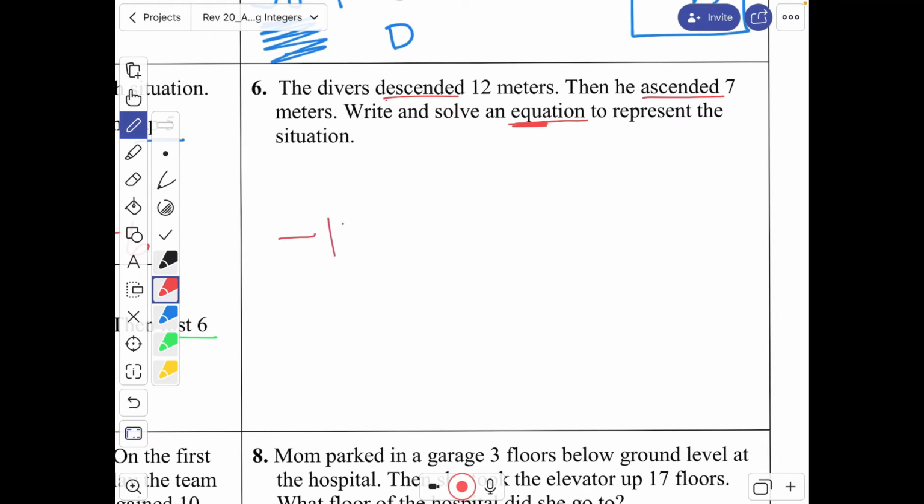Descended means they went down. Down would be negative. Then he ascended 7 meters. That's up, so that's a positive. They don't have the same signs, so we're going to subtract. 12 minus 7 makes 5. The higher number is negative, so the answer is negative.